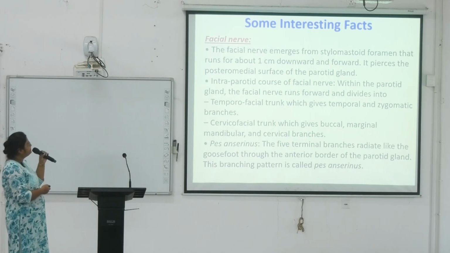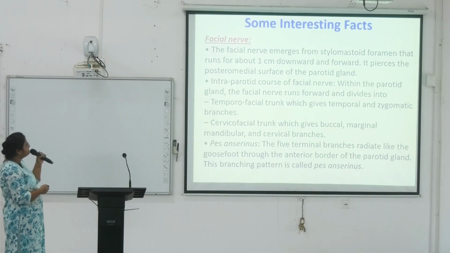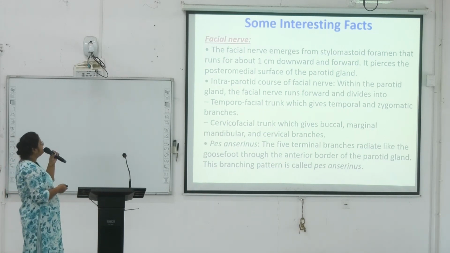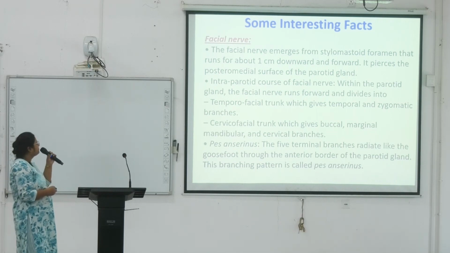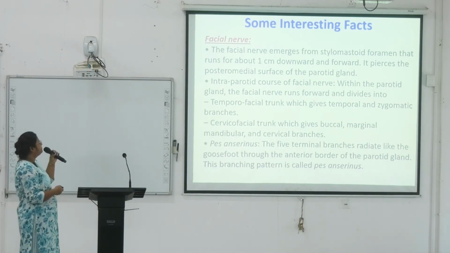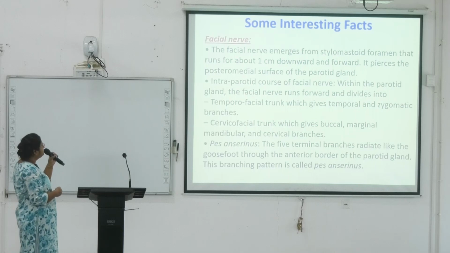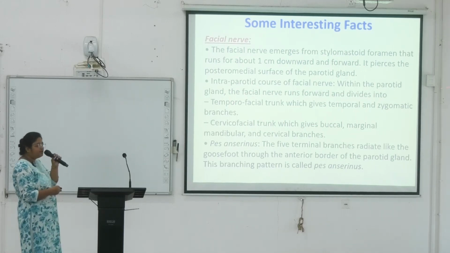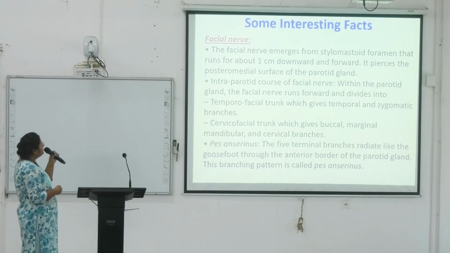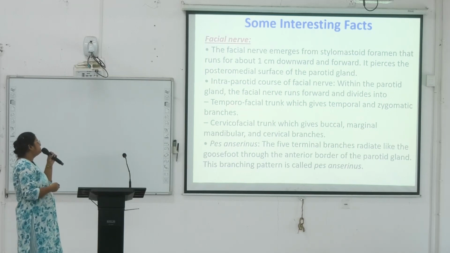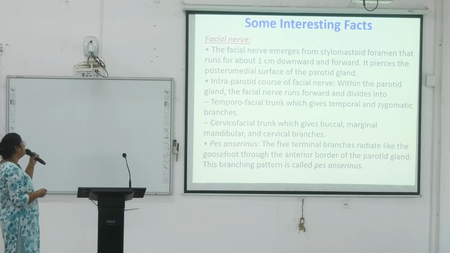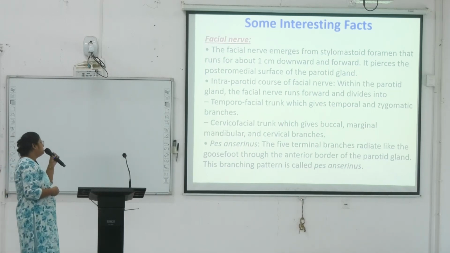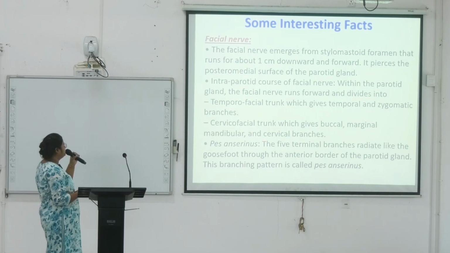Facial nerve emerges from stylomastoid foramen and runs for about 1 centimeter downward and forward, and it pierces the posteromedial surface of the parotid gland. Intraparotid course of facial nerve. Within the parotid gland, the facial nerve runs forward and divides into temporofacial trunk, which gives temporal and zygomatic branches, and cervicofacial trunk, which gives the buccal, marginal mandibular, and cervical branches.